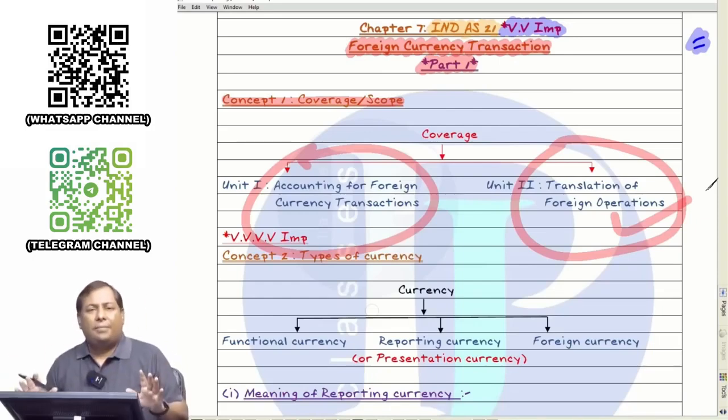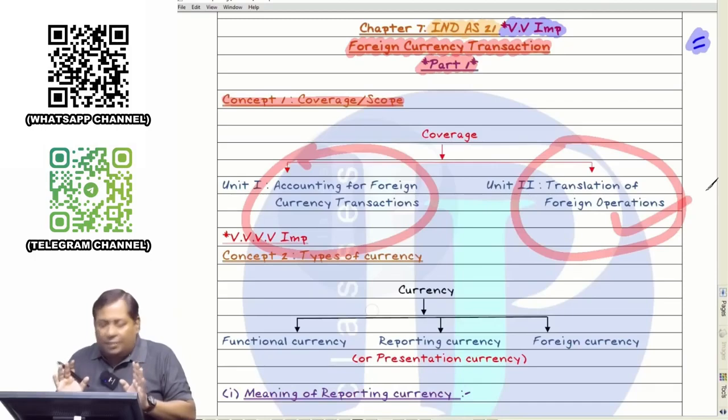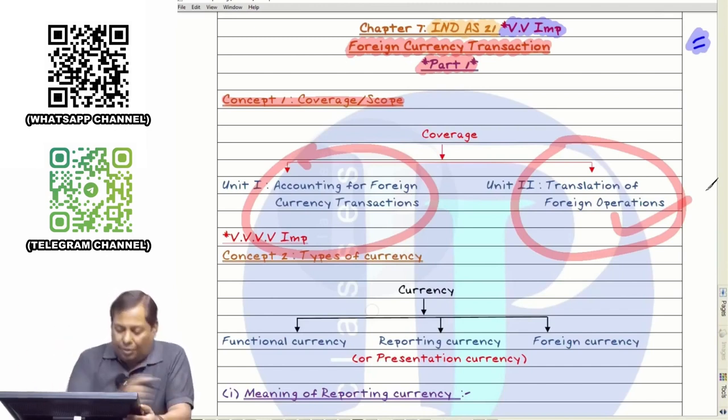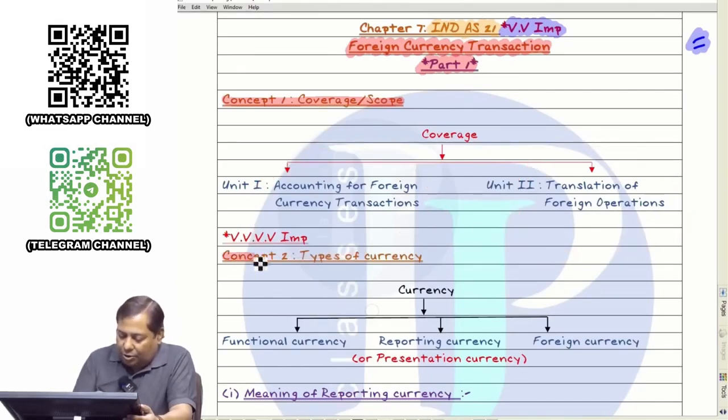There are many things. It looks like there are two concepts, but there were many. As I go forward, I'll keep revising things for you. I have attached class notes. You can continue reading them. Then kids, after teaching this coverage, I had started the second concept, types of currencies.